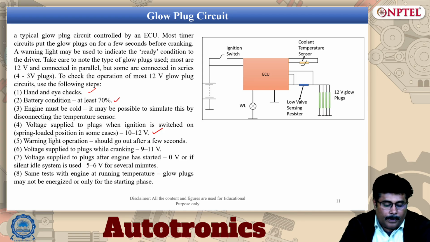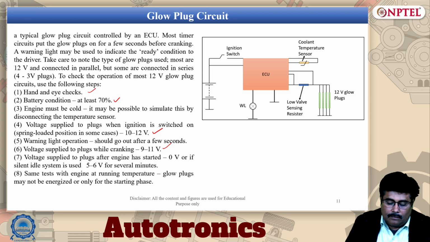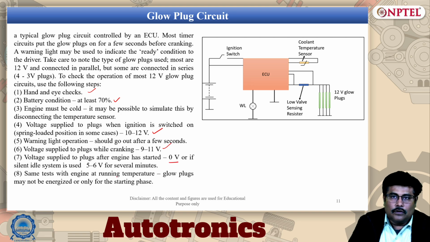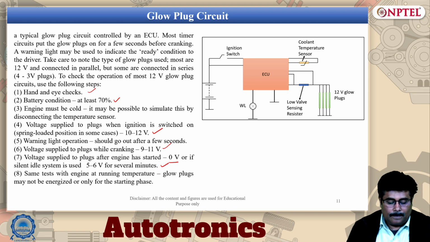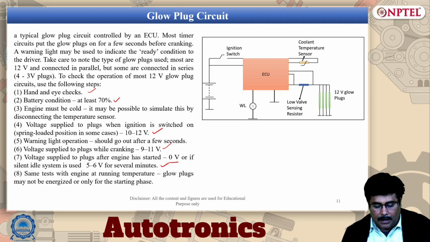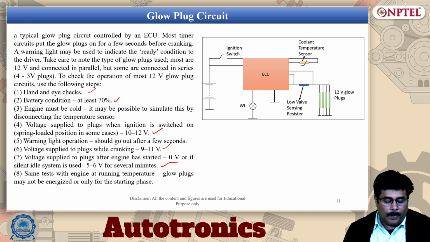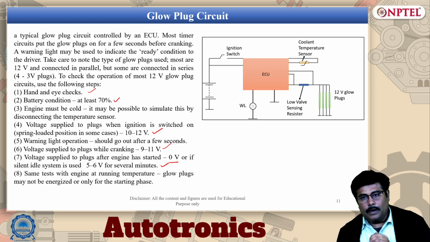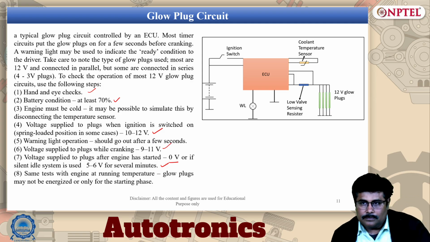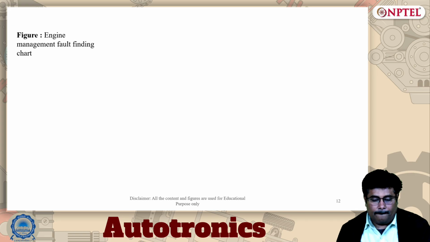The voltage supplied to the plug while cranking will be in the range of 9 to 11 volts, and the voltage supplied to the plug after the engine has started will be 0 volt, or if the silent idle speed is used, in the range of 5 to 6 volt for several minutes. The same tests with the engine at running temperature, and the glow plug may not be energized or only during the starting phase, which is being exhibited here.